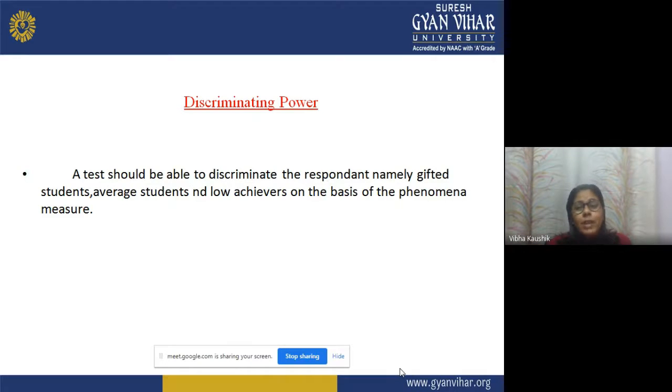The second example: if I am administering a personality test on a group of people, then from the responses I get on the test, I will be able to discriminate that these people have ambivert personality, these people have extrovert personalities, and these individuals have introvert personality. So we are saying that a test should be such that it can discriminate the respondents.